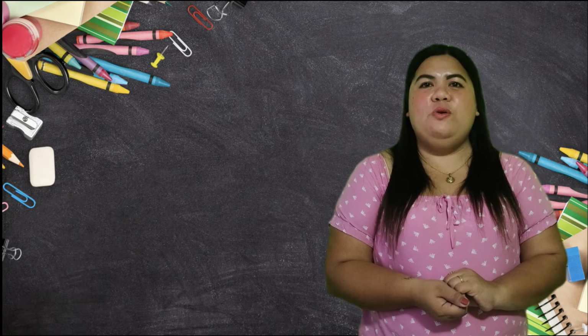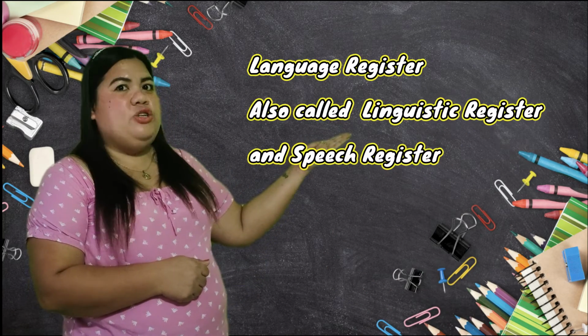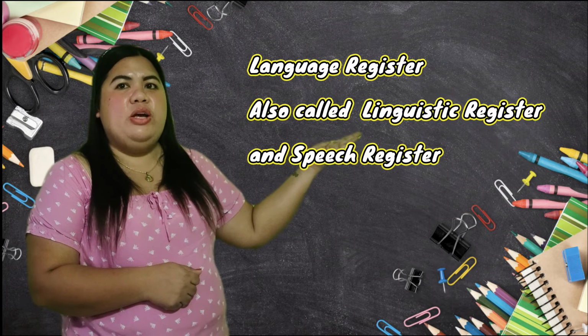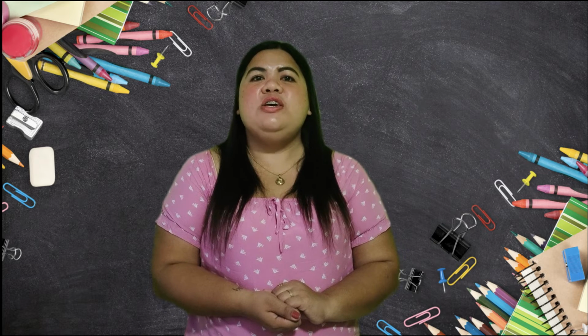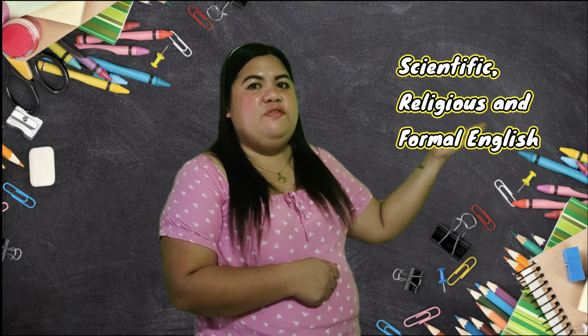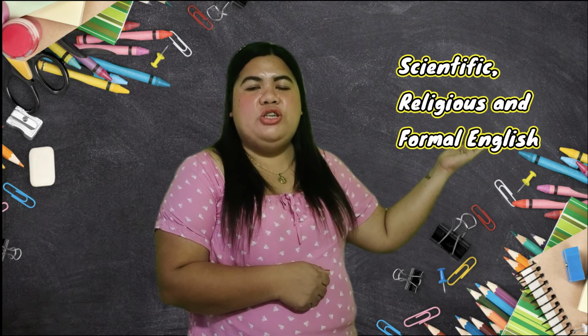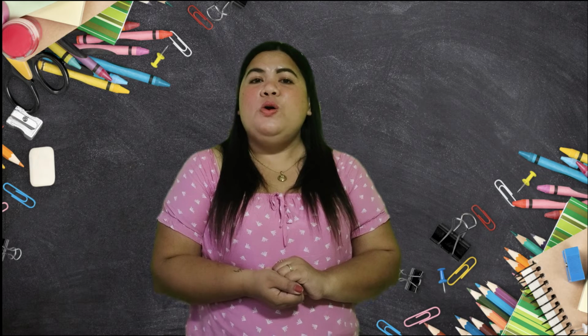Now let's talk about language register. What is language register? Language register is also called linguistic register and speech register. In the Dictionary of Linguistics and Phonetics, Crystal 1991 defines register as a variety of language defined according to its use in social situations. Example, the register of scientific, religious, formal English. Register is widely used in linguistics to refer to varieties according to use. This is in contrast to a dialect, which is defined as the varieties according to user.